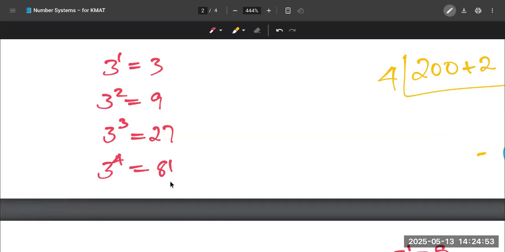What would be the unit digit? 3971. Yeah, so the next one would be 3. Right. So 3971 is the repeating pattern.